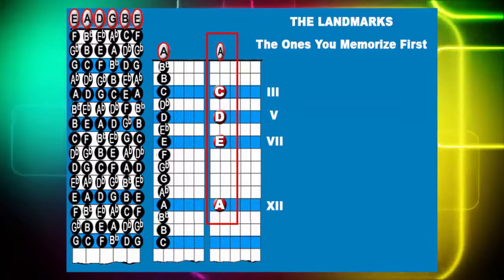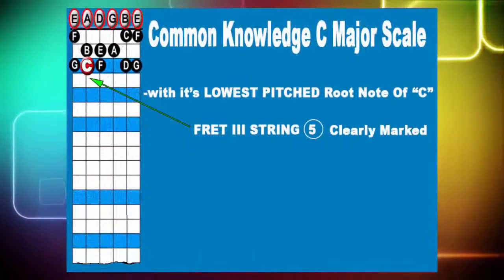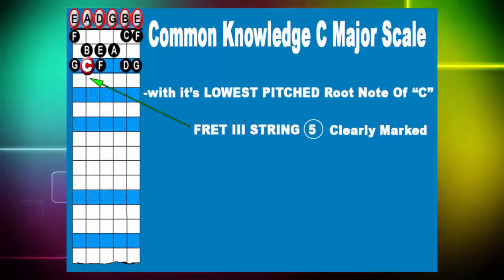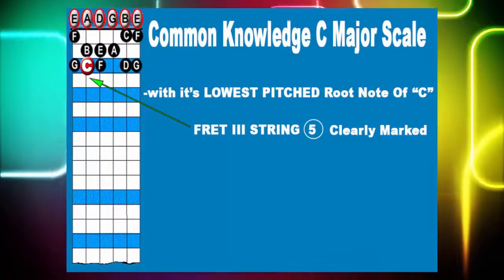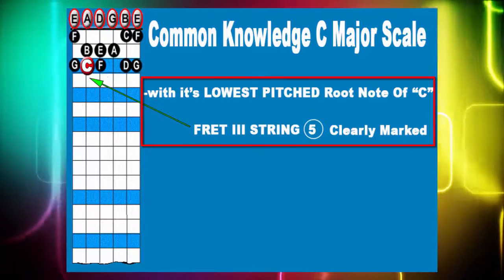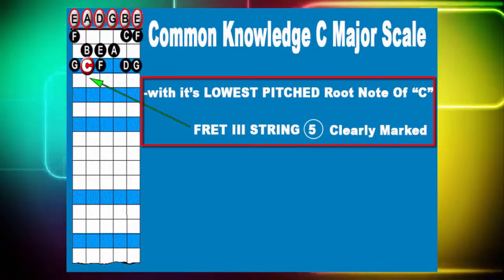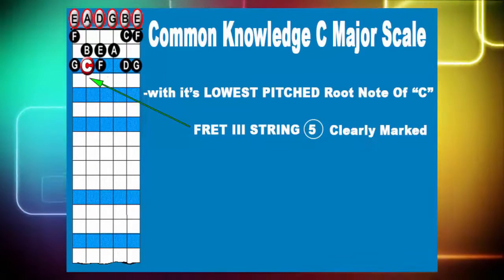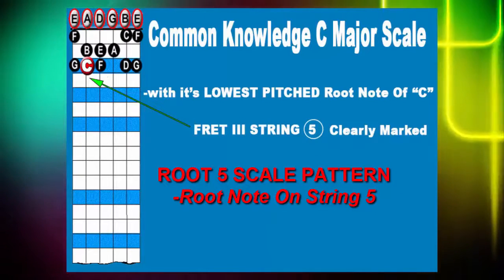Let's take, for example, the classic fingering pattern for a C major scale. As a guitarist, you will think of that scale in relation to its lowest pitched root note, in this case, C, located on the 3rd fret of string 5. Therefore, this scale pattern is classified as a root 5 scale.